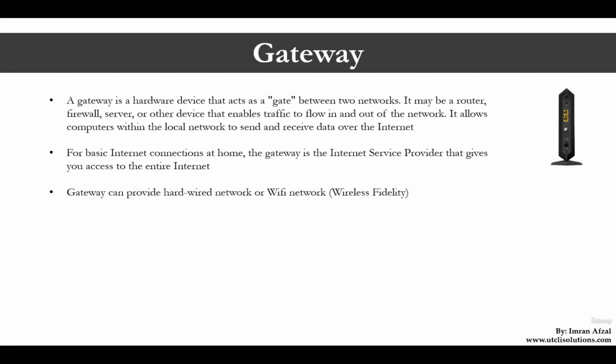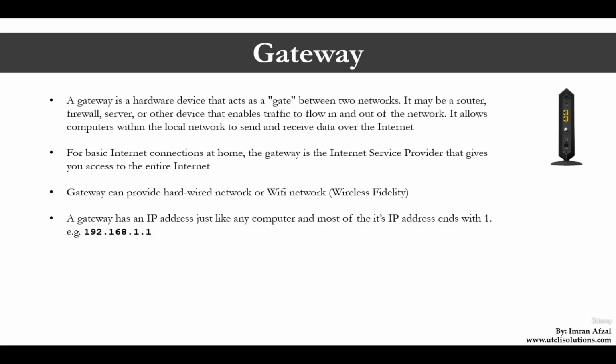A gateway can provide a hardwired network or a Wi-Fi network. Wi-Fi basically stands for wireless fidelity. So we could connect our computers through a Cat5 cable right into the port of our router, and we could have a connection to the outside world. Similarly, there are Wi-Fi routers or wireless routers that allow you to communicate without a hardwired cable. And I'm sure everyone nowadays is using Wi-Fi.